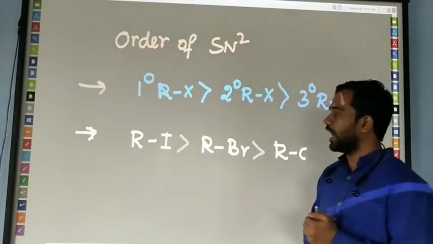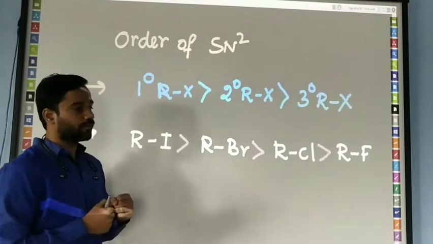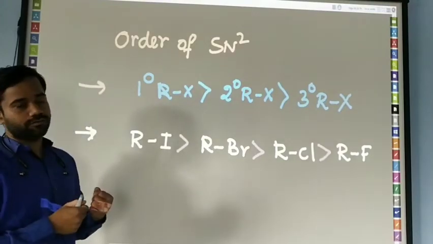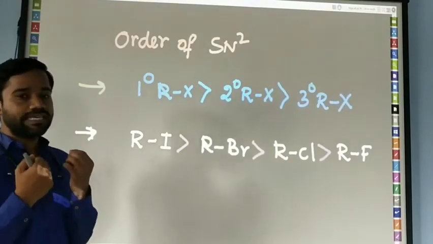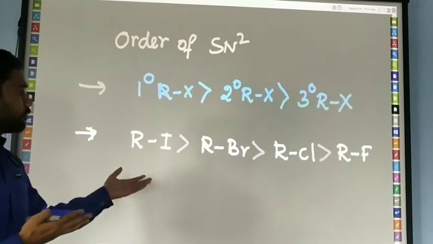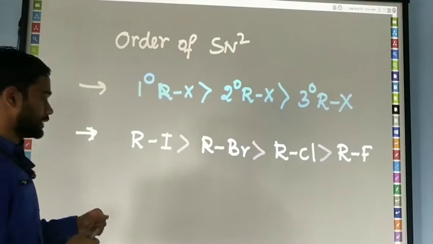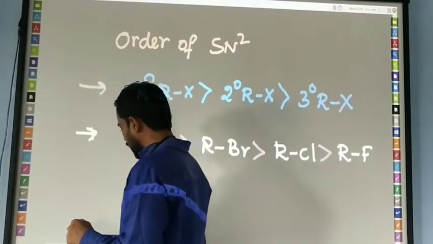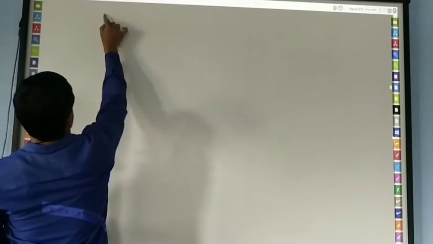Okay, let's see the alkyl halides, that is RI, RBr, RCl, and RF. Among RI, RBr, RCl, and RF, RI will undergo the SN2 mechanism most easily. Okay, let's see another example. Let's see the mechanism of this reaction, the easiest mechanism just for your understanding.